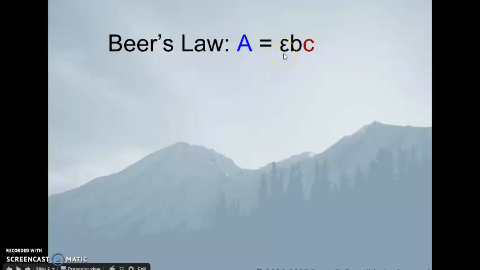Epsilon is molar absorptivity, and it's a function of the structure of the molecule. And b is what is known as the path length, basically how thick the sample is that the light is passing through. For our purposes, epsilon and b will remain constant. So in that case, absorbance is a function of concentration. So if I make a graph of absorbance versus concentration, I will get a straight line.